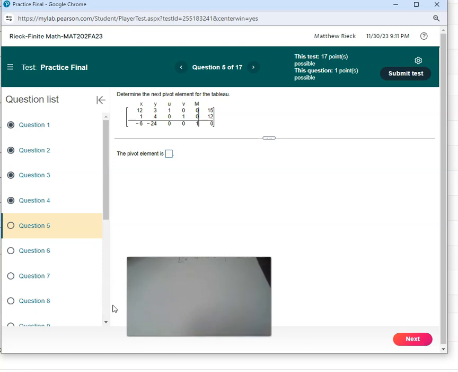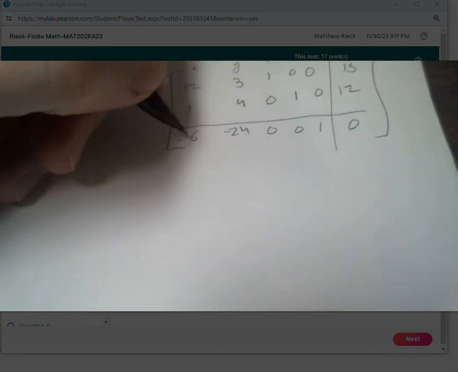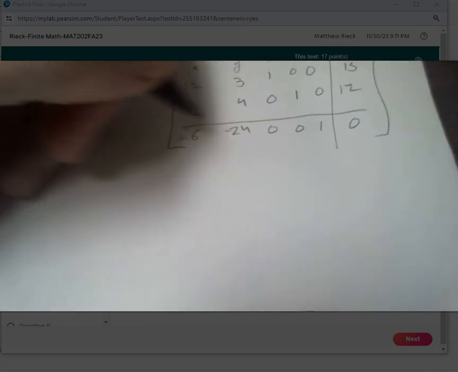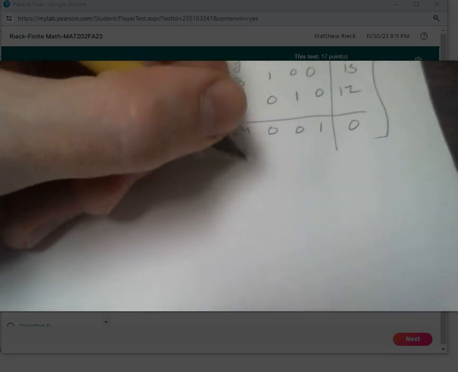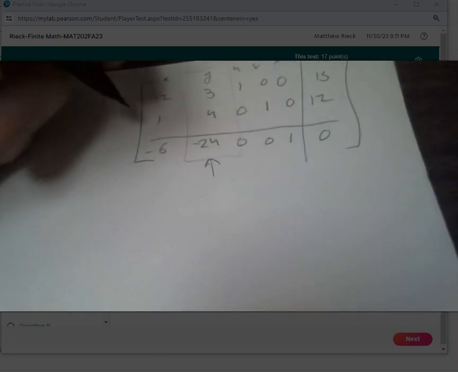All right, so to find the next pivot element, start off by picking the pivot column. You're going to go for the smallest negative number, the one that's most negative in the last row here. In this case, that's negative 24, so that's going to be my pivot column. This is the column that I'm looking at.